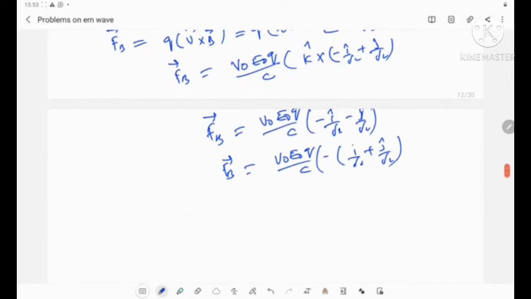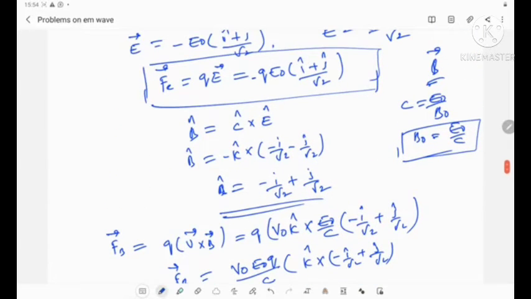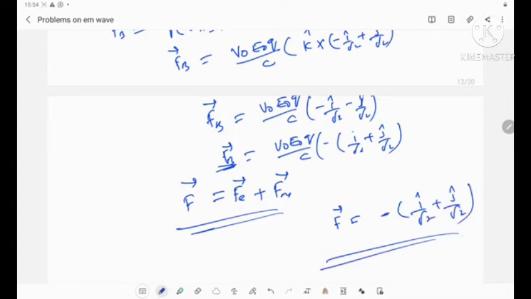This is the magnetic force. Therefore, total force is equal to force due to electric field plus force due to magnetic field. Here I am taking only direction. Due to the electric field, it is minus I cap plus j cap by root 2, and the magnetic force is also minus I by root 2 plus j by root 2. Therefore, finally, the force vector is equal to minus of I cap by root 2 plus j cap by root 2. This is the direction of force.